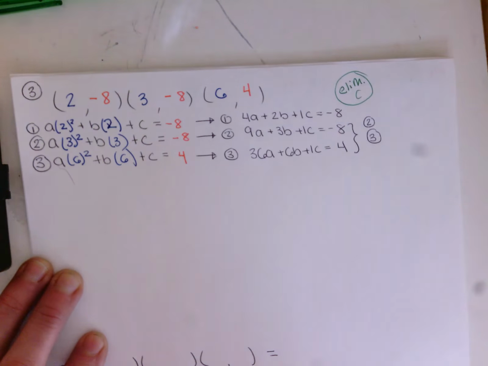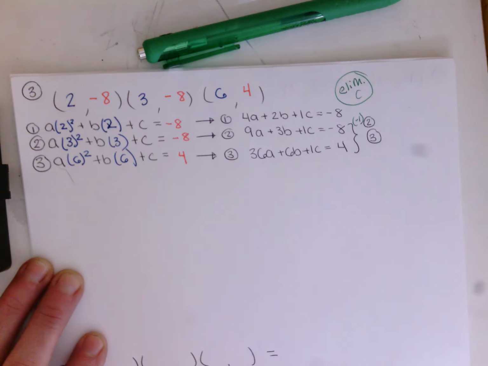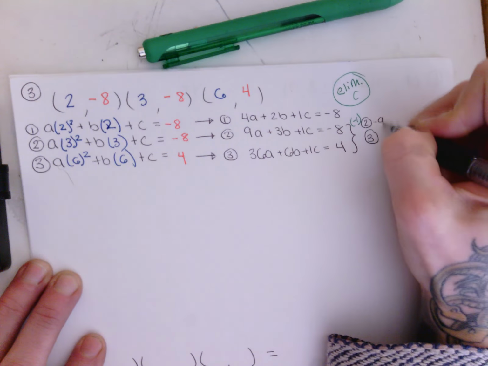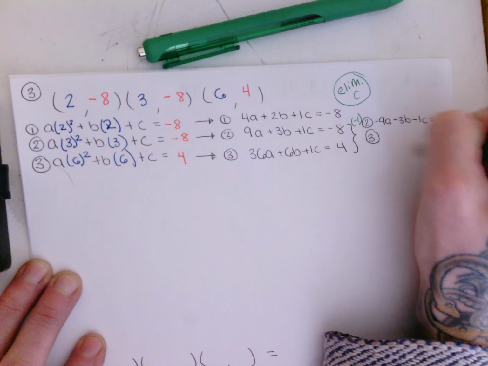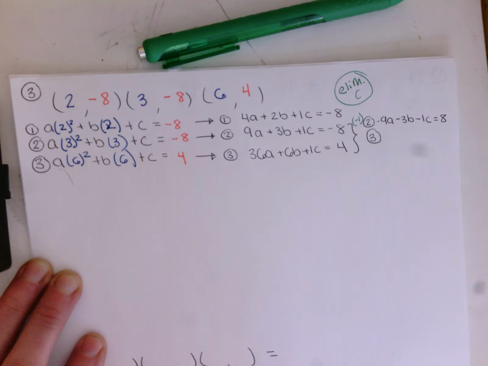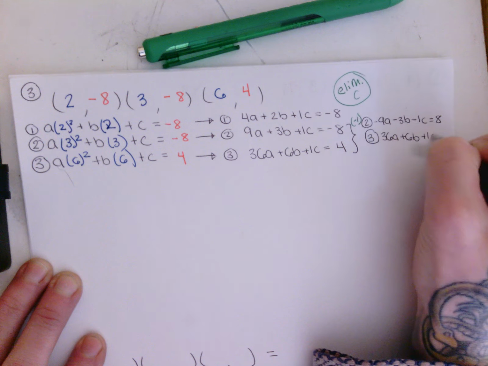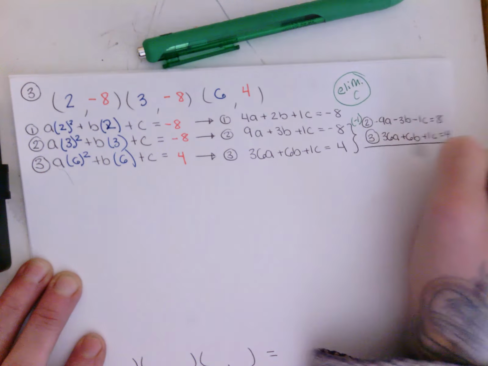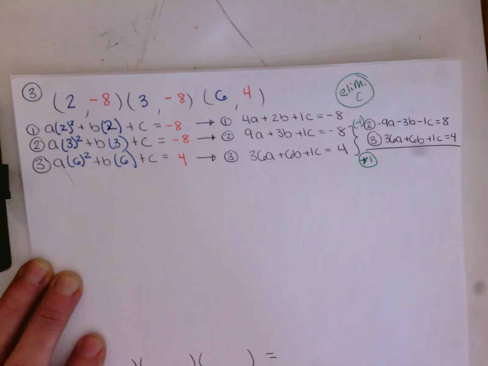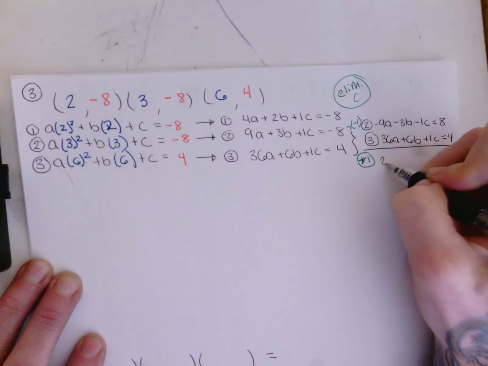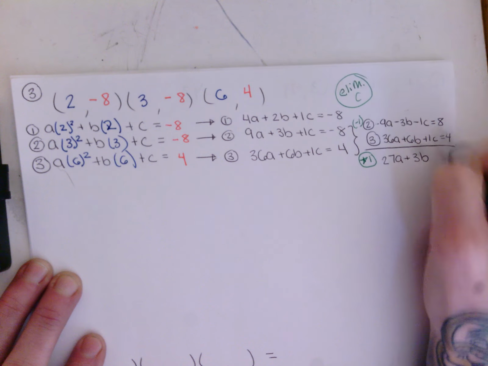So if I want to eliminate c, I need to multiply one of these equations by -1. So now I'll have a -9a and a -3b minus 1c equals +8. Equation 3 is going to stay exactly the same. 36a plus 6b plus 1c equals 4. Adding these together will give me my first star equation. So I've got a -9a plus a 36a, -3b plus 6b. My c's cancel.